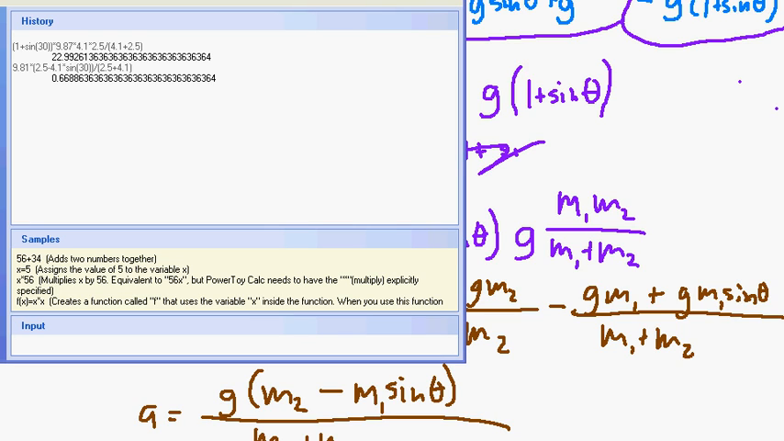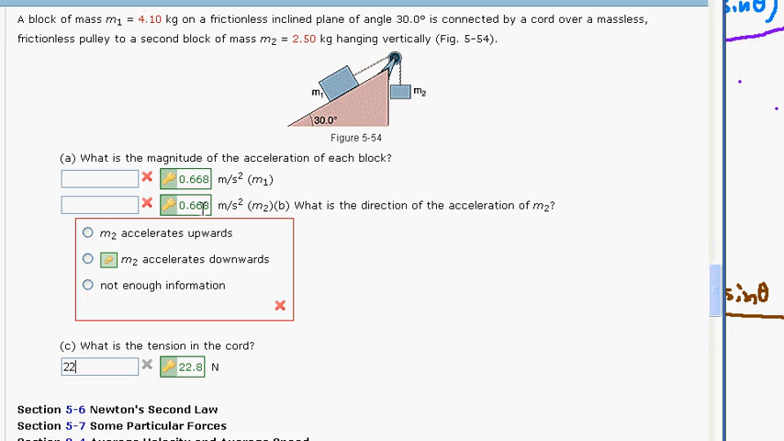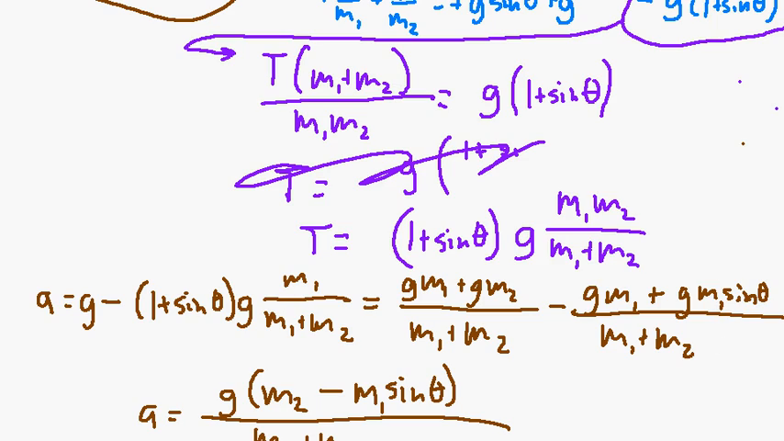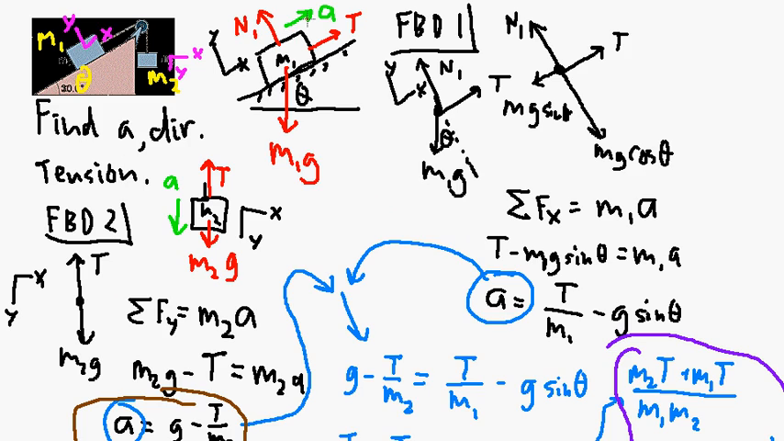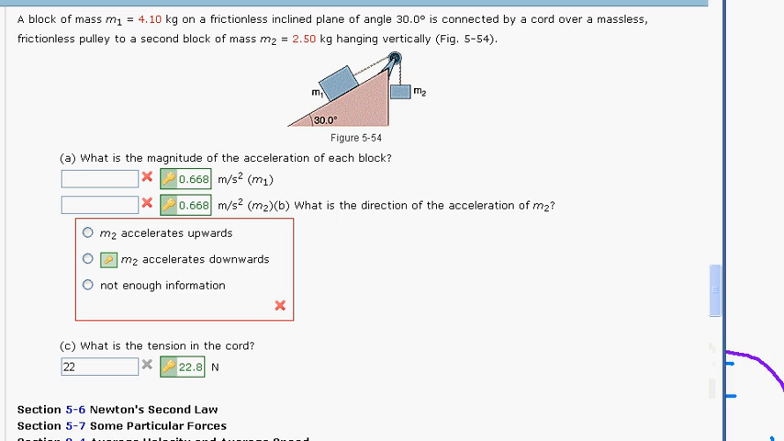And then, which one accelerates which way? Well, we got a positive number, 0.669, and here we defined positive as m1 going uphill and a going down. So you can see clearly that m2 goes down. So that was correct. Wow. So, longest solution for a simple problem ever. But there you go.